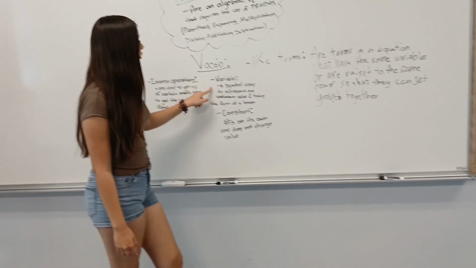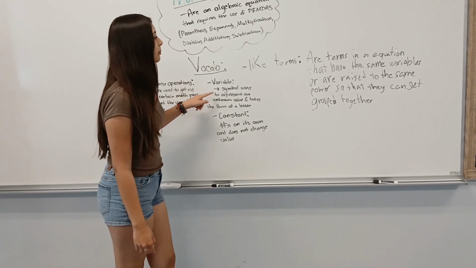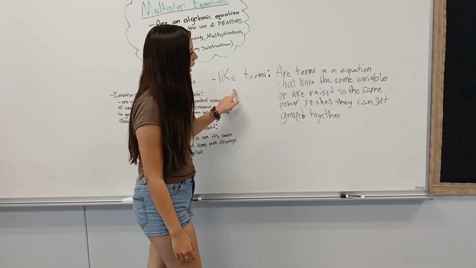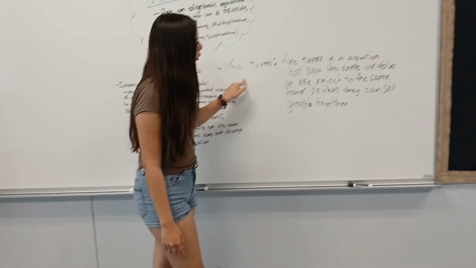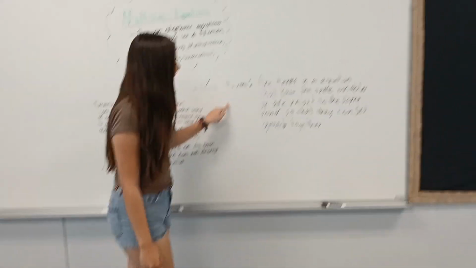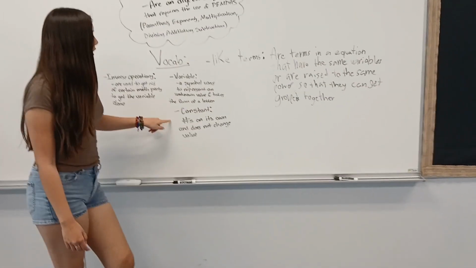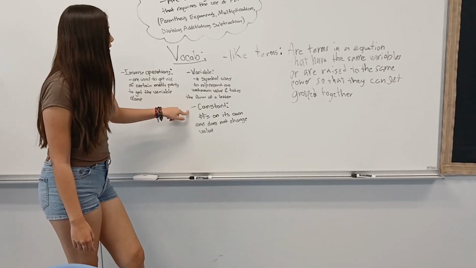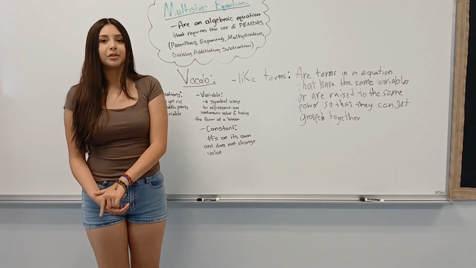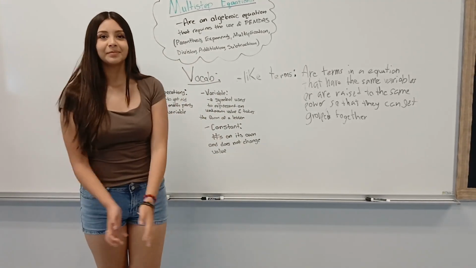Variables are symbols used to represent an unknown value and take the form of a letter. Like terms are terms in an equation that have the same variable or are raised to the same power, so that they can get grouped together. And constants are numbers on their own that do not change value. These are the main vocabulary words when learning about multi-step equations.